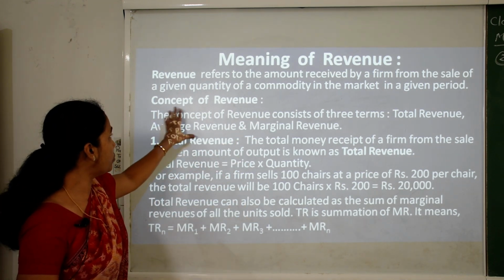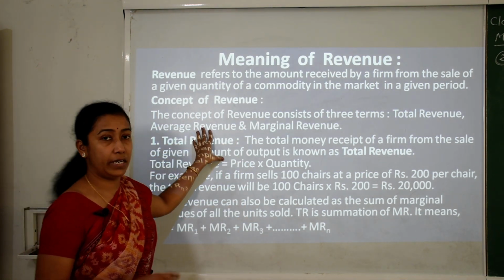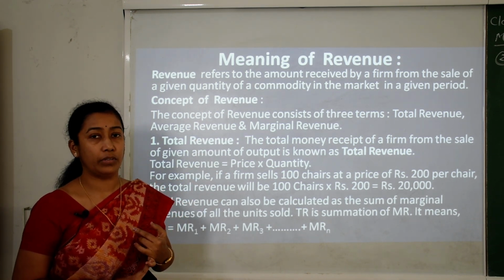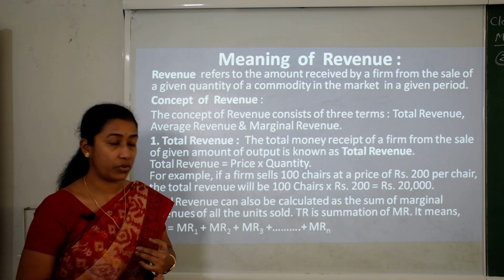The concept of revenue consists of three terms: total revenue, average revenue and marginal revenue. That means revenue can be classified into these three concepts.